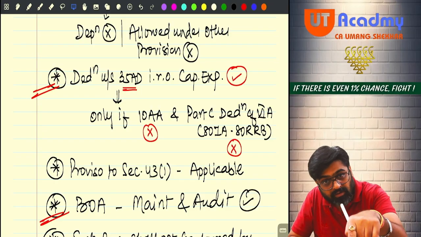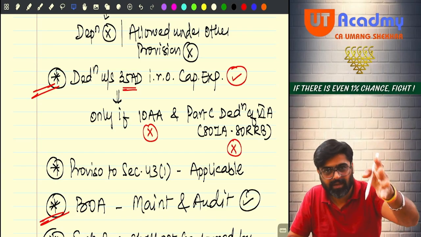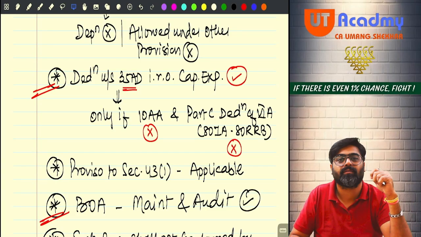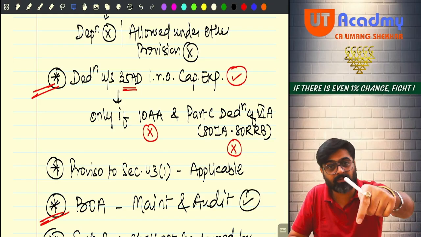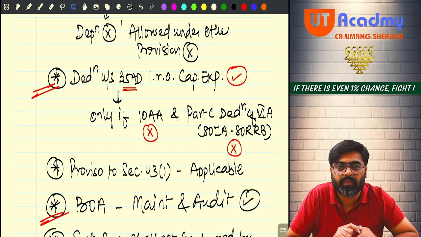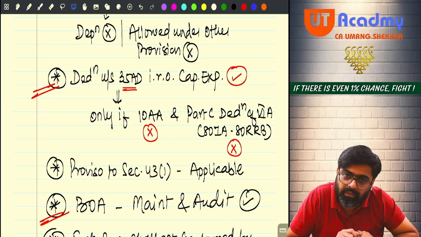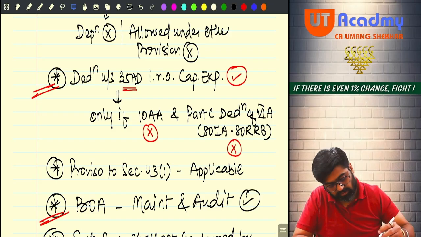Claim 35AD for this business, then for this business we will not allow 10AA or 80IA to 80RRB. If you are claiming 80IA to 80RRB or 10AA for this business, then for this business 35AD will not be available. Getting my point? Sure, sir. Shall I move ahead? Very good, sir.